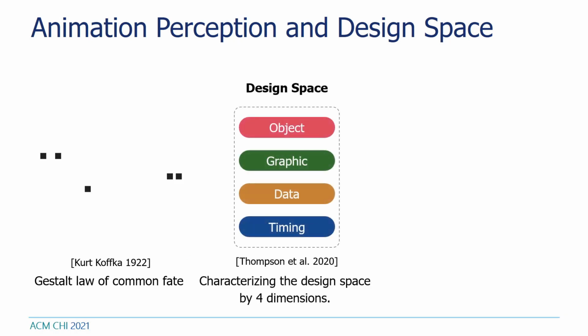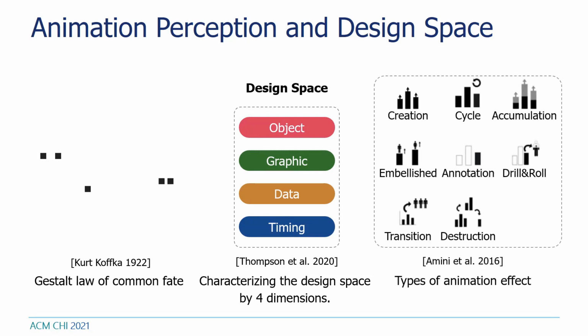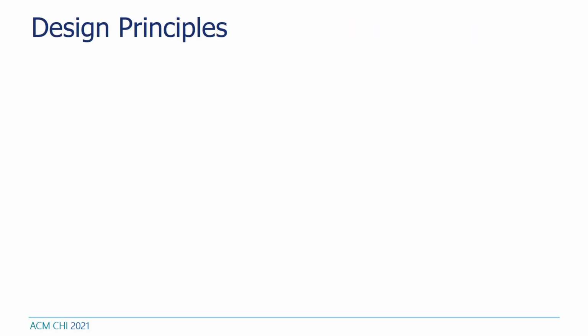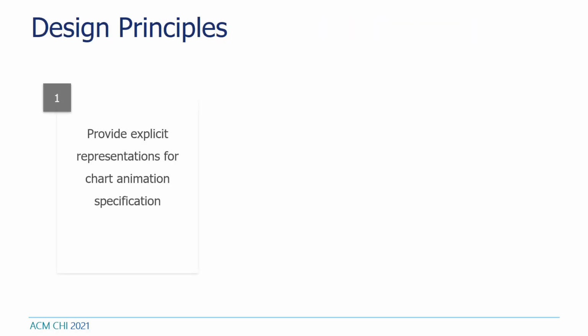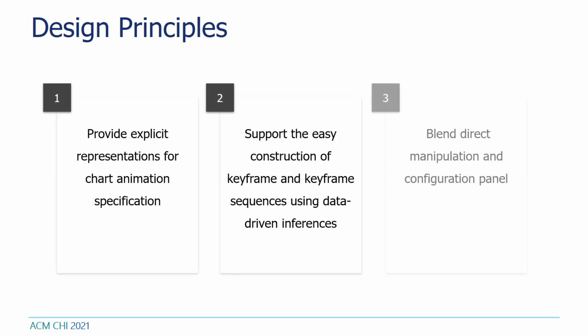Thompson et al. characterized the design space of chart animations by 4 dimensions which CAST design can be projected onto, and Amini et al. summarized a set of clip types which CAST took into consideration when designing animation effects. These are the design principles of CAST: provide explicit representation for chart animations, support easy construction, and blend direct manipulation and configuration panel.